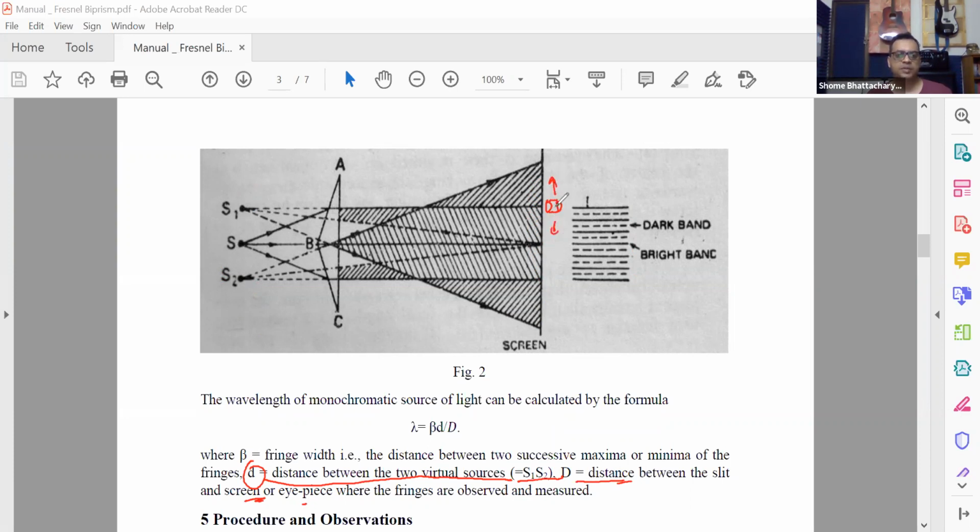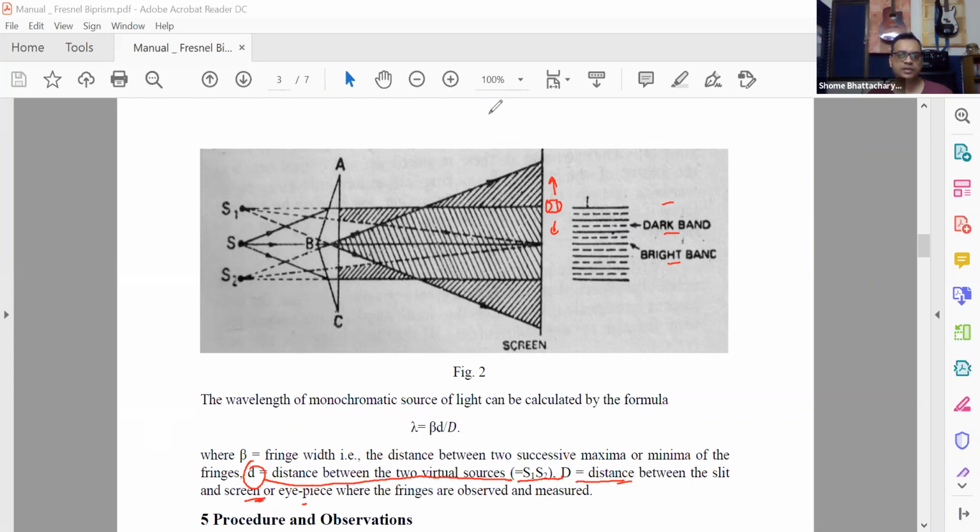the eyepiece receives bright light versus dark light versus bright light. So by taking the eyepiece up and down, you can measure how much distance you're moving along the screen. And as you're moving along the screen, your light intensity is changing from bright to dark to bright. So you're able to measure the fringe width. That's how beta is measured. So beta is one of the things which is measured. The other thing, small d, is measured separately. So this experiment is to actually calculate lambda.